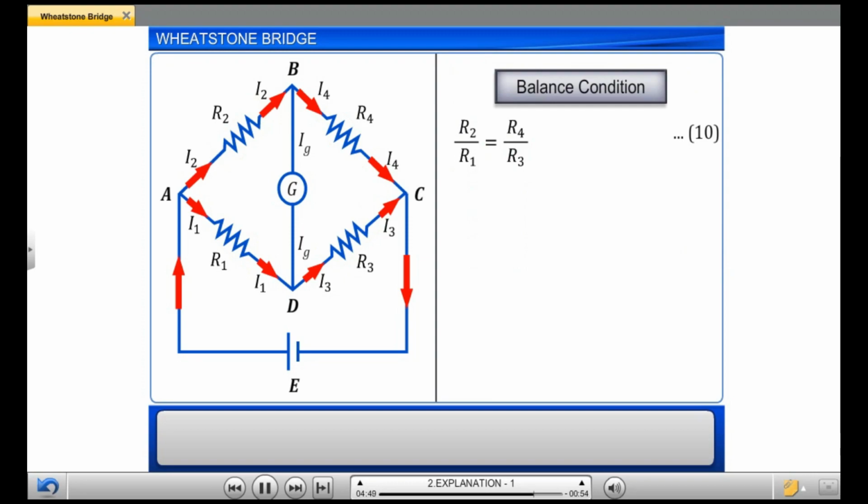This relation is therefore called the balance condition. The application of this balance condition is a practical method to determine an unknown resistance. Let us assume that R4 is the unknown resistance. R1 and R2 are known resistances. We gradually change the value of R3 till the galvanometer shows null deflection. The bridge now is in balanced condition, and we can apply equation 10.